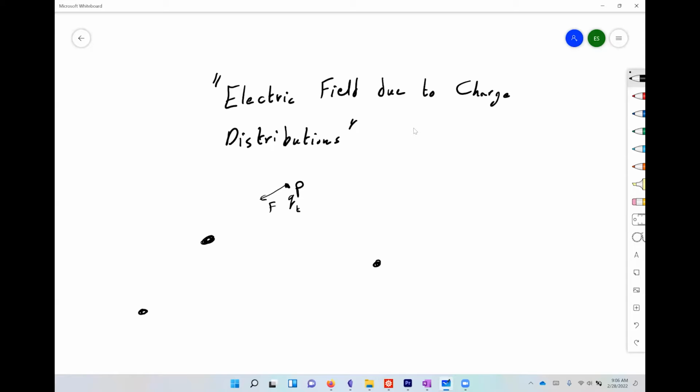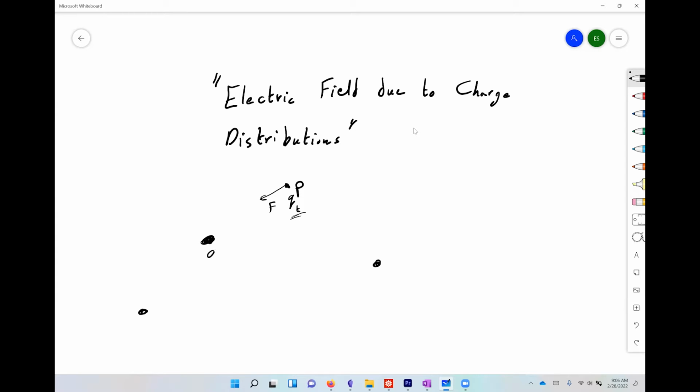But we want to remove the test charge from the equation. So we take the test charge to be 0. And when we do that, we derive something called the electrical field. It is a force field, but it is the force field on a unit test charge. So it's not Newton. It doesn't have units of Newton. It has units of Newton per Coulomb, right?